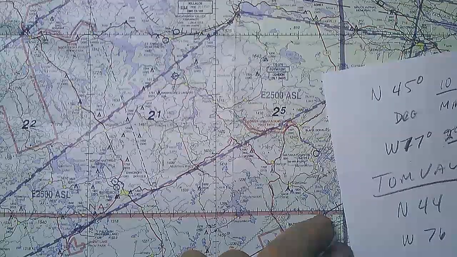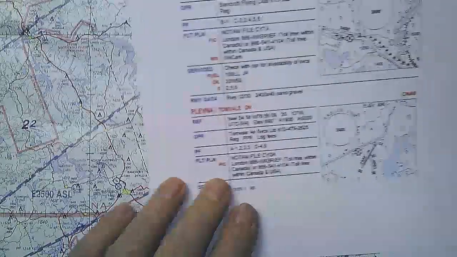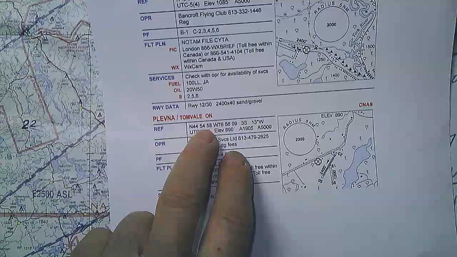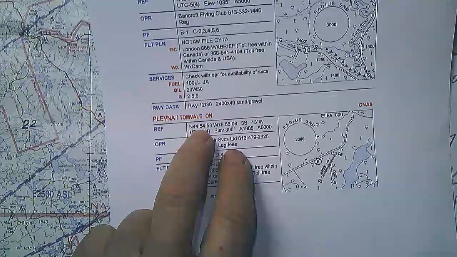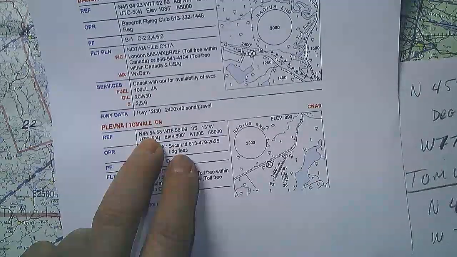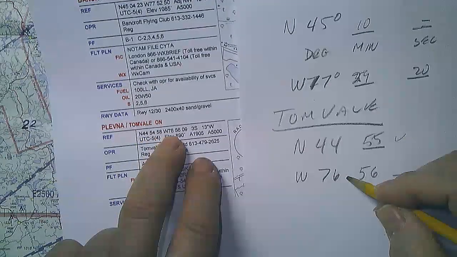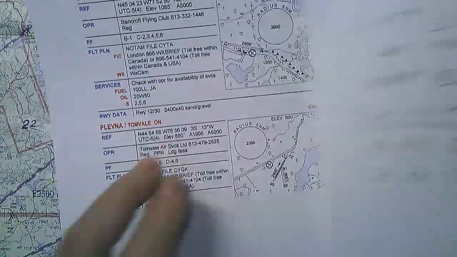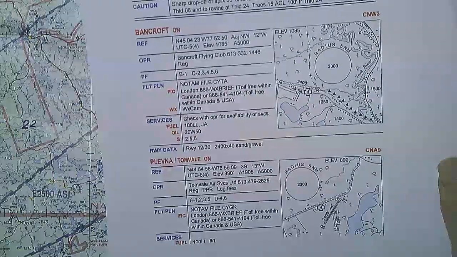So I have here a photocopy of the page for Tomville, and what does it tell us? Reference 44.54, but 59 seconds. So 59 seconds is really basically a minute, so that would really be 55. Let's compare that to what I calculated here. Yep, very close. And then west 76, 56.09, that's pretty close. So very close. That's how we could use it in one way to find the position of something.